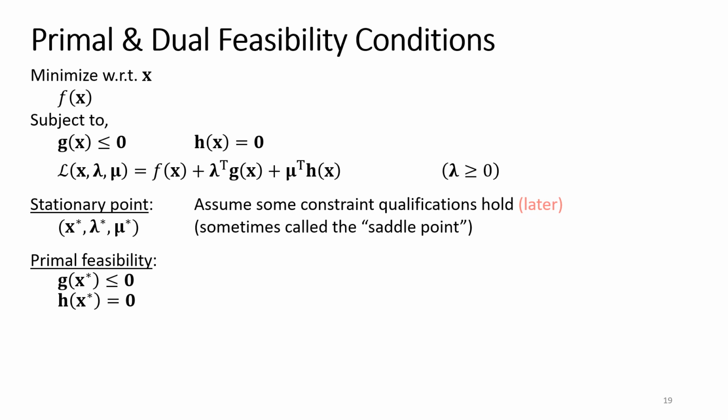The primal feasibility conditions are g of x star less than or equal to 0, h of x star equals 0. In other words, this x star must lie in the feasible region because it satisfies both sets of constraints. And the dual feasibility condition is that the Lagrange multipliers corresponding to the inequality constraints g of x must be greater than or equal to 0. This is the same as this requirement here.